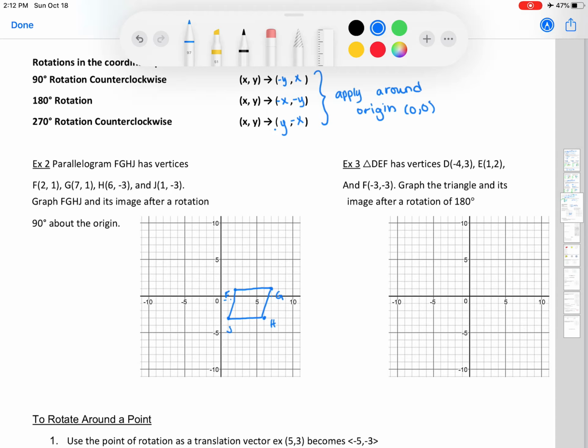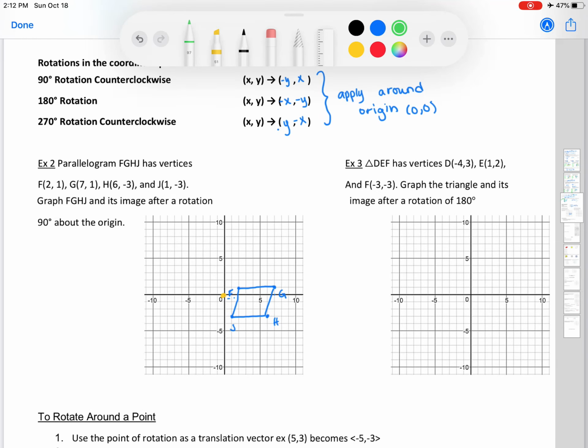So we have our pre-image before we've done anything about it. Example 2 says I want to graph that image and the image after a rotation of 90 degrees about the origin. So I'm rotating around the origin, which means all of the rules for the coordinate plane work for us. It doesn't tell me a direction, so we're going counterclockwise.